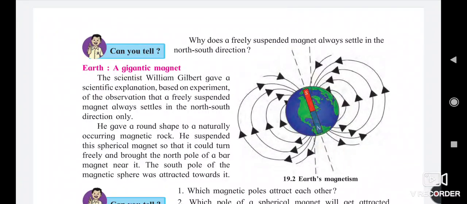This magnetic force is a characteristic of the earth. This magnetic force of the earth is also seen in different materials. So magnetism is a characteristic of the earth.